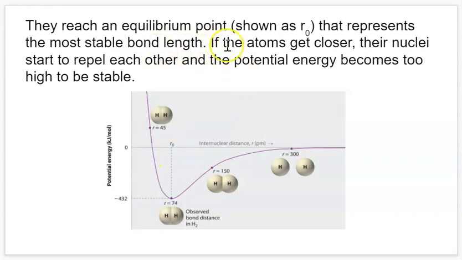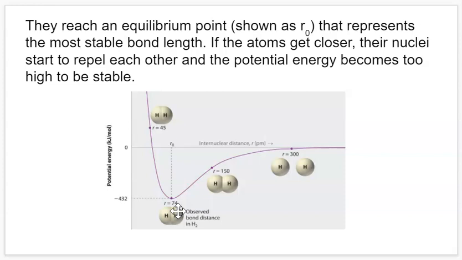And this is an equilibrium point. This is where a balance has been achieved between all of the different factors, between the attraction from the electrons in one atom to the protons in the other, and then also a balance between the repulsion of the electrons in both atoms and the repulsion of the protons in both atoms.